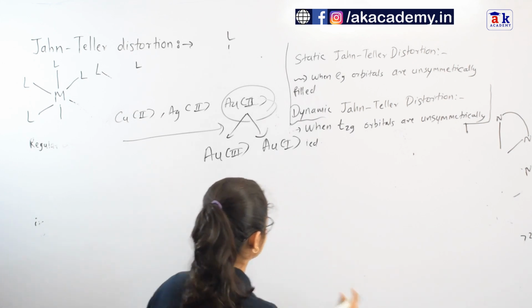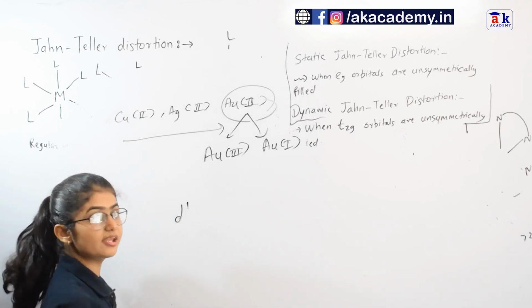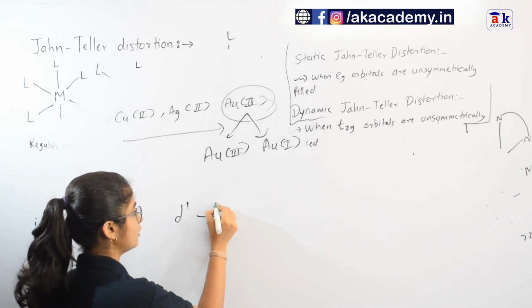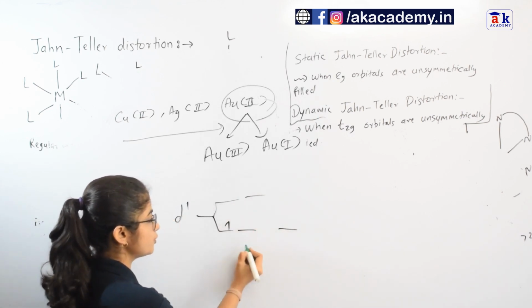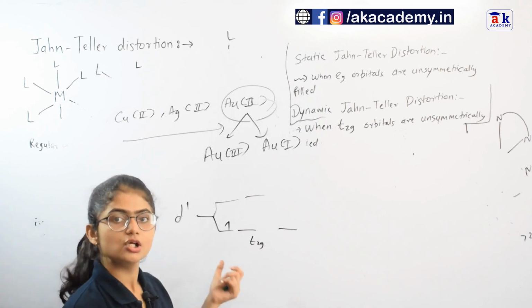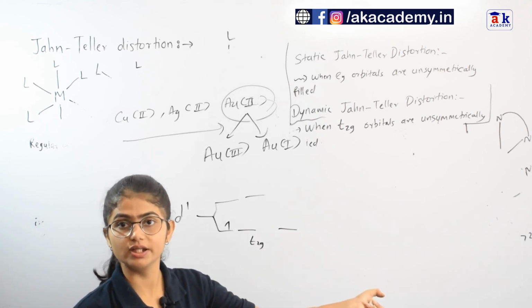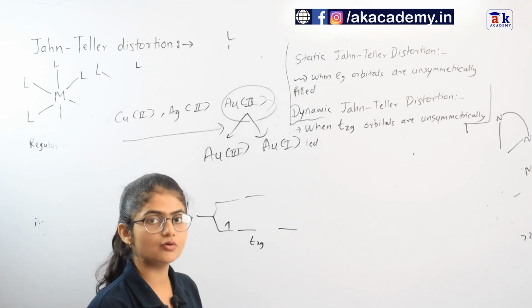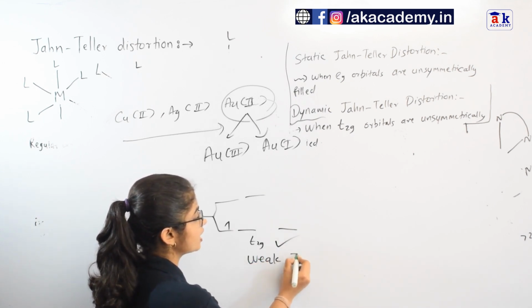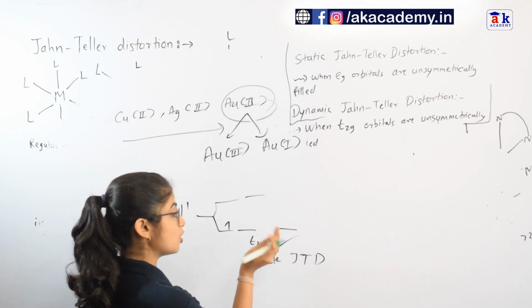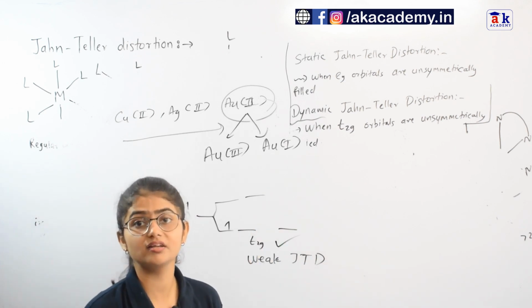Suppose we have got d1. What is going to happen? One electron is going to fill in the t2g orbital. So again, this is an unsymmetrical filling of electron. So yes, here the JTD will be observed, but this will be a weak Jahn-Teller distortion. Why? Because the t2g orbitals are unsymmetrically filled over here.